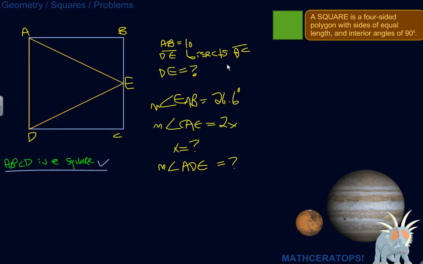So squares have some pretty simple properties, right? For one thing, they have four sides. For another thing, the sides are equal in length. And then finally, the interior angles are all 90-degree angles. They're all right angles, right? So squares, not that exciting, right?